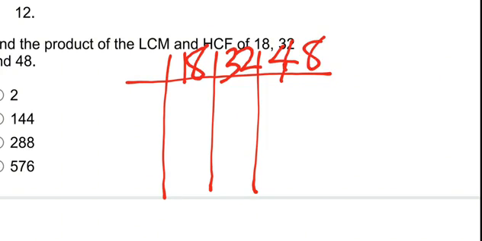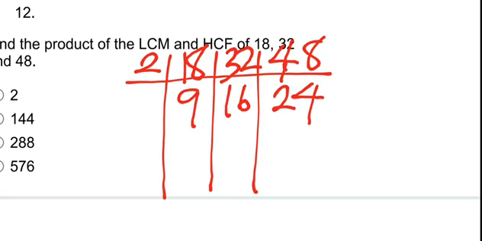You will start with HCF. So when there's no number that can go again, you can then complete the exercise, so that you won't be doing it twice. From all indication, 2 can divide everything. 2 here is 9, this is 16, and this is 24. So 2, nothing can go again.